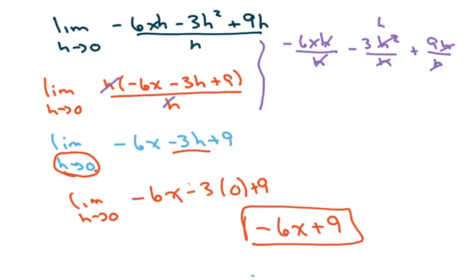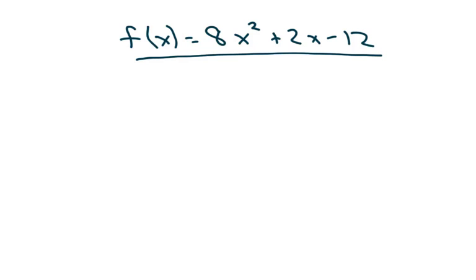Okay? The next one I'm going to do, if you need more practice, I can't find it right offhand. But anyway, I'm going to do one more of these if you need extra practice. And I found it just now. The next one I'm going to do is f of x equals 8x squared plus 2x minus 12. So you should probably try that one, and if you can't do it, watch the next video.